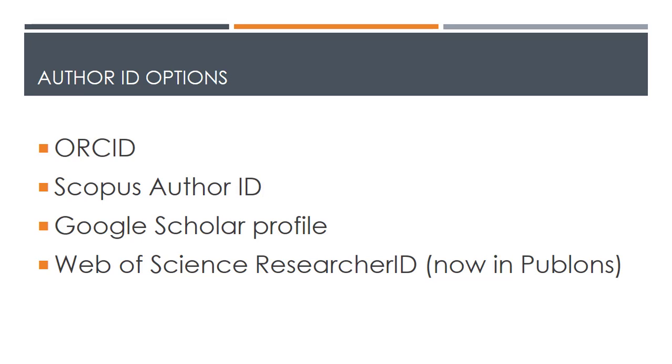You can use a Google account to set up a Google Scholar profile, which can be updated automatically or manually with new publications. Web of Science ResearcherID is now part of Publons and can also track your peer review activity on top of your publications.